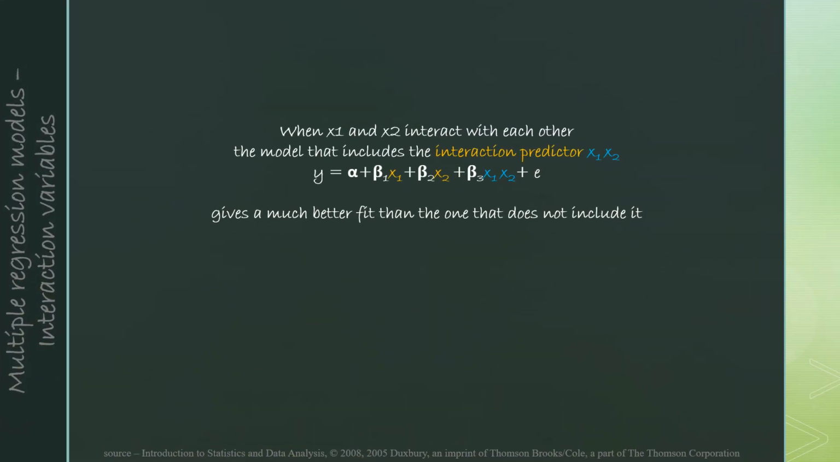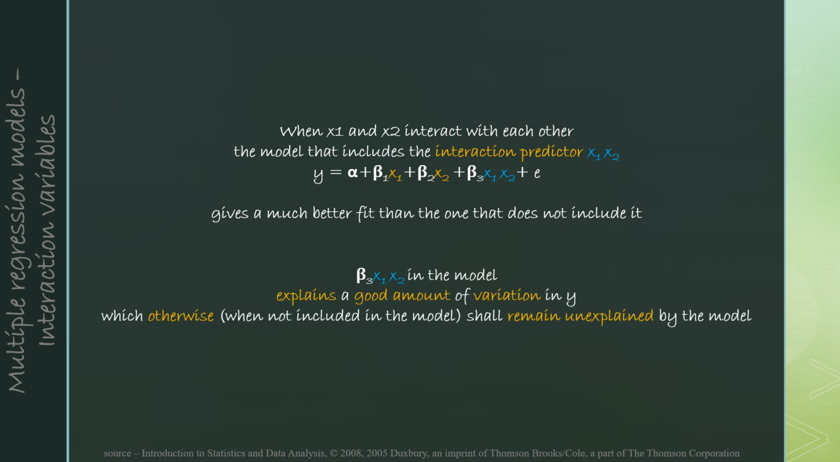When x1 and x2 interact with each other, the model that includes the interaction predictor x1 multiplied by x2 gives a much better fit than the one that does not include it. Beta 3 multiplied by x1 multiplied by x2 in the above model explains a good amount of variation in y, which otherwise, when not included in the model, shall remain unexplained by the model, resulting in a not very satisfactory model.